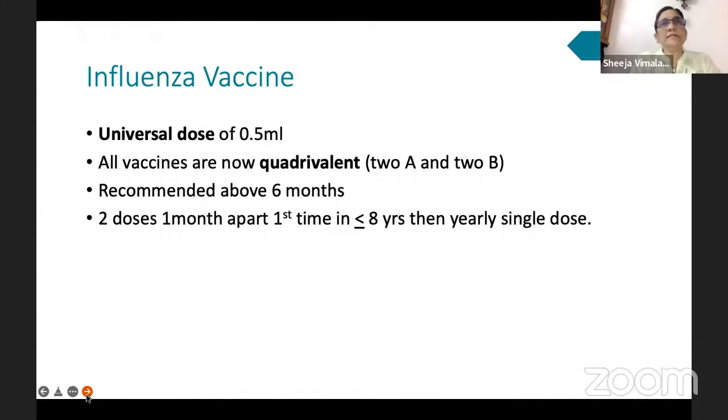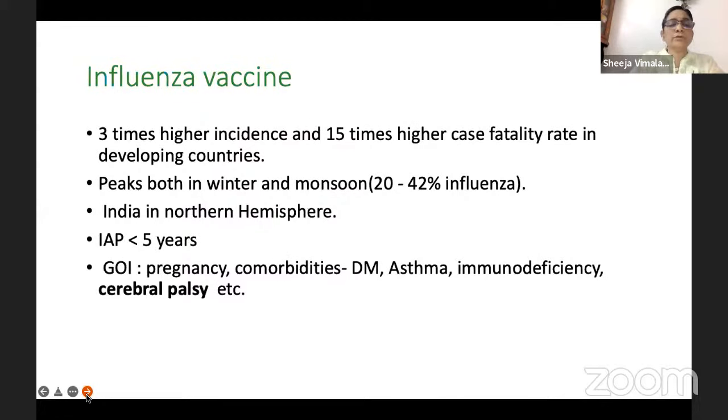And remember, we start vaccinating for any baby above 6 months of age. Up till 8 years, if you're receiving the vaccine the first time, you require 2 doses 1 month apart. Subsequently, you require a single dose. So this is something that you all knew. Now we need to know who. Influenza vaccine is not part of the national schedule. It is the IAP that is recommending. So whom is IAP recommending?